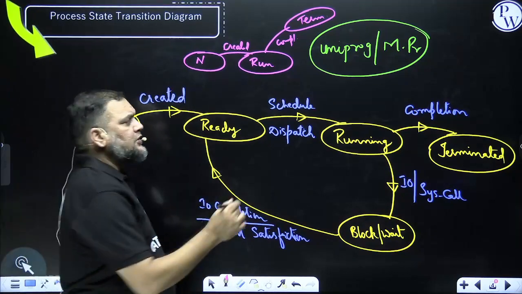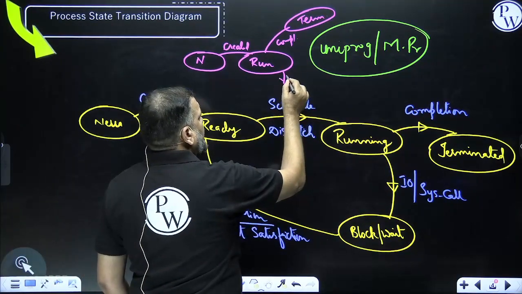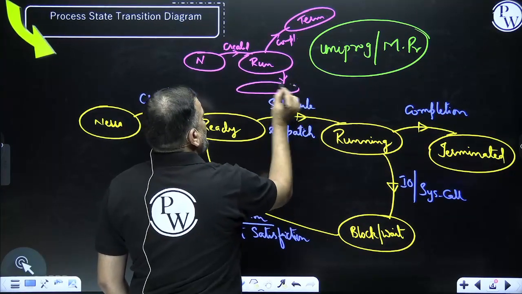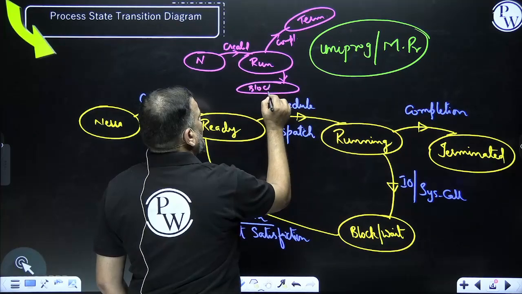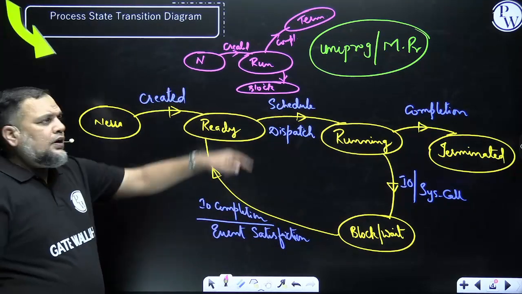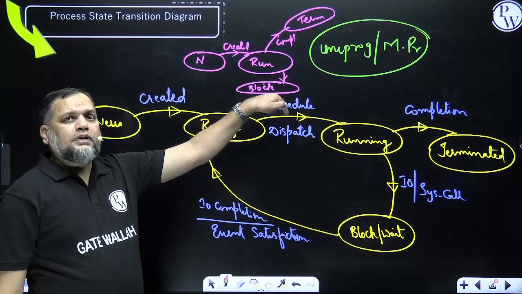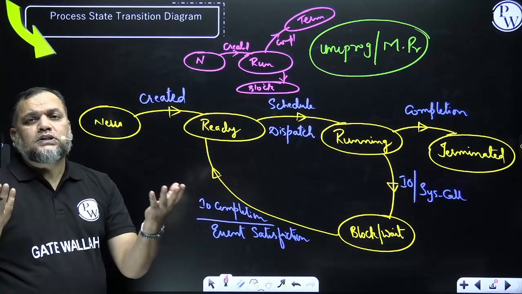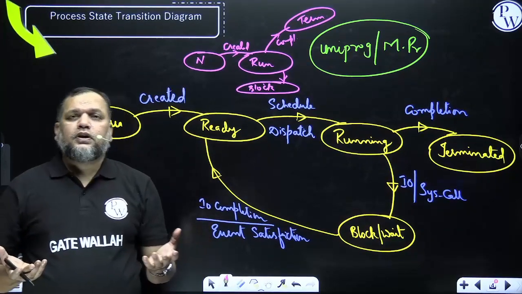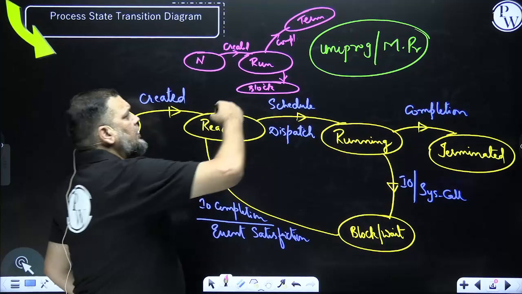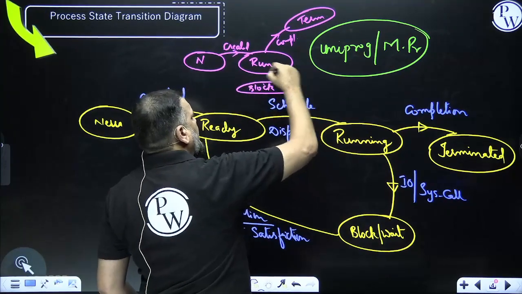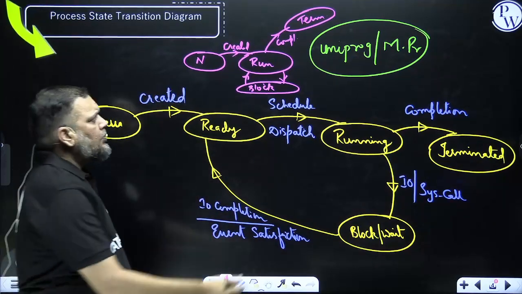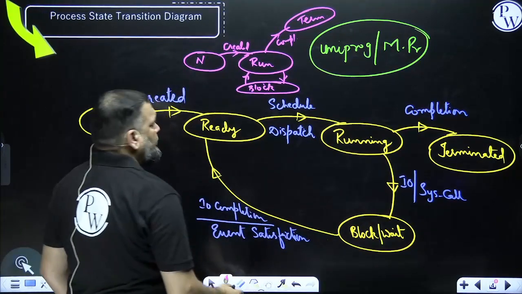And from running, the process may get blocked, so it will come to the block state. It will come to the block state when it requires IO. And when it leaves the CPU for performing the IO operation, the CPU is idle in a uni-programmed operating system. I cannot schedule another program because the uni-programmed operating system can hold only one program. When the process completes the IO operation, it will come back to running. This is a beauty. Generally people do not pay attention and go wrong.